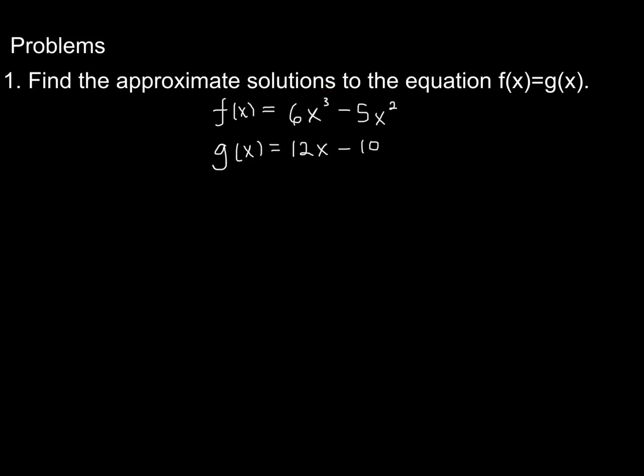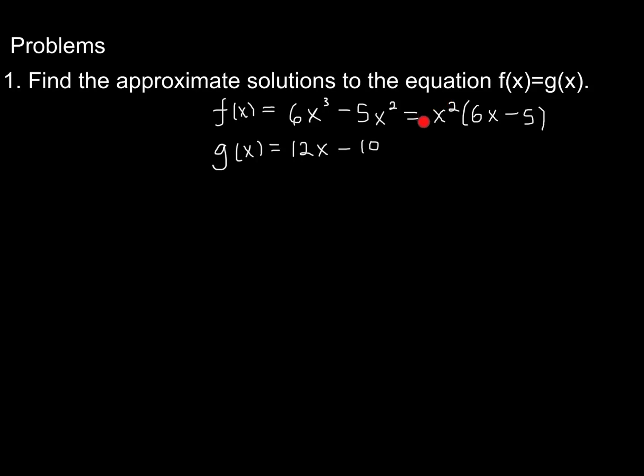How can we do that? Well, remember, we've talked a lot about how the roots are linked to the factors. And so if we factor this equation, we'll be in good shape. It turns out we can factor out an x squared here, so we can rewrite this equation as x squared times 6x minus 5. And this will allow us to find the roots much more easily.